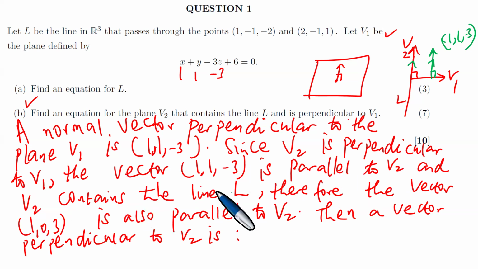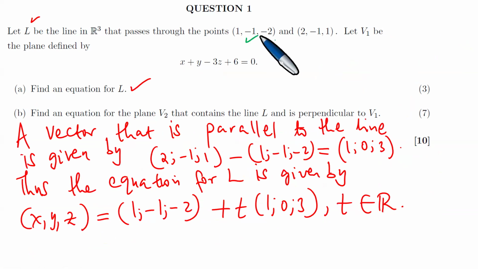And V2 contains the line L. We know that V2 contains the line L according to the description there. Therefore, the vector (1, 0, 3) is also parallel to V2. We found the vector (1, 0, 3) in the previous question, and it is formed by these two vectors. And therefore, the vector (1, 0, 3) is also parallel.